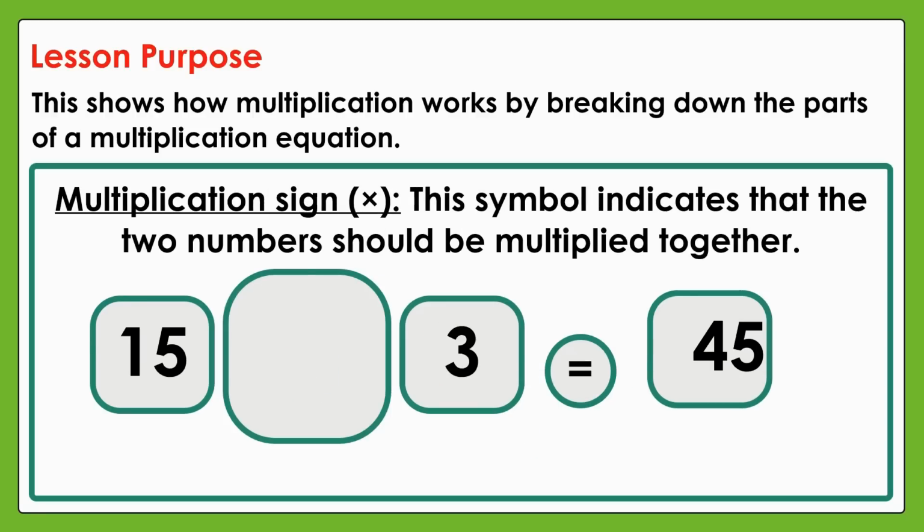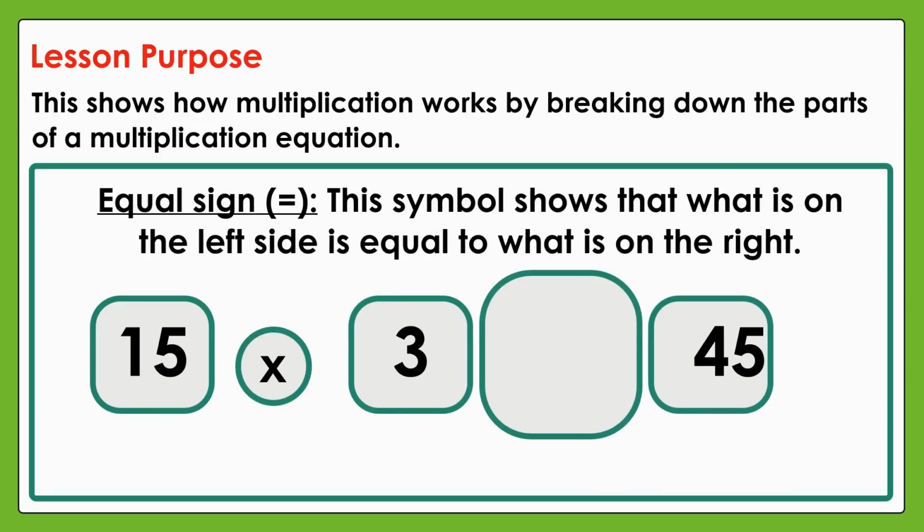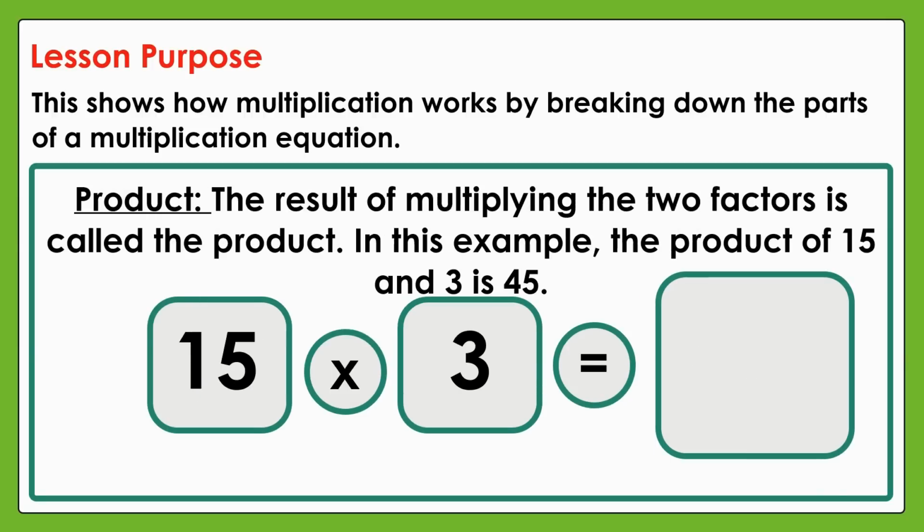Fourth is the multiplication sign. This symbol indicates that the two numbers should be multiplied together. Fifth is the equal sign. This symbol shows that what is on the left side is equal to what is on the right. Sixth is the product. The result of multiplying the two factors is called the product. In this example, the product of 15 and 3 is 45.